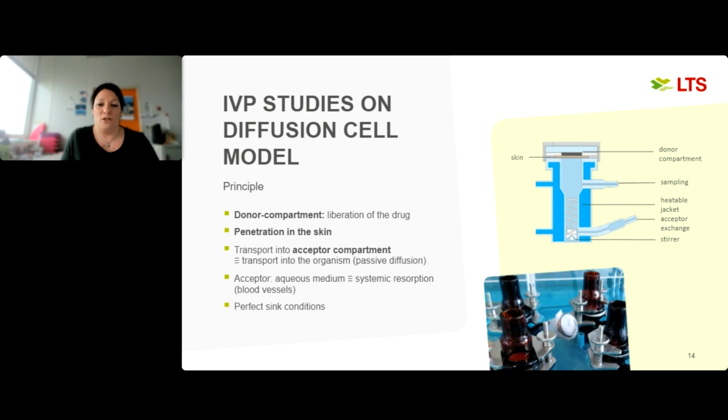Then we have the penetration through a barrier. In this case, we use skin as barrier, and I will come on the next slide to the models we can use. And then we have the transport to the acceptor compartment, where we mimic the vesicular system by using aqueous buffers to allow for the systemic resorption. We quantify the API in the acceptor compartment at different sampling time points and get something like a penetration flux profile at the end to evaluate the potential of an API to be a permeation candidate as a transdermal drug or not.